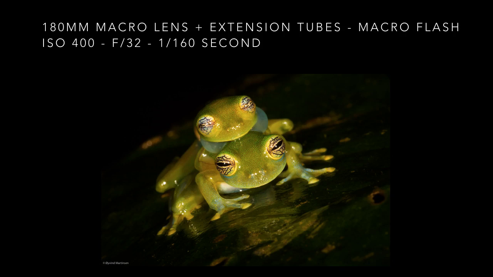In this image I used aperture f32 to increase the depth of field area. And the macro flash I use has a built-in modeling lamp, and it enables me to focus manually on the frogs at nighttime. It's a very useful tool at nighttime. And in macro work I normally use manual focus on still subjects.